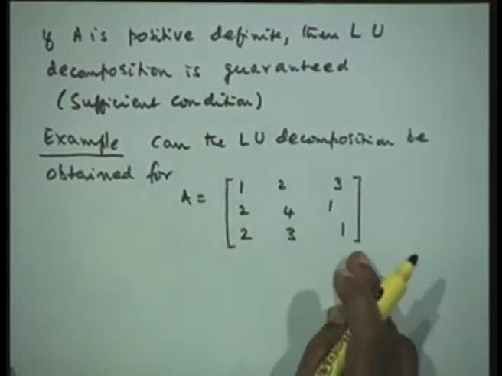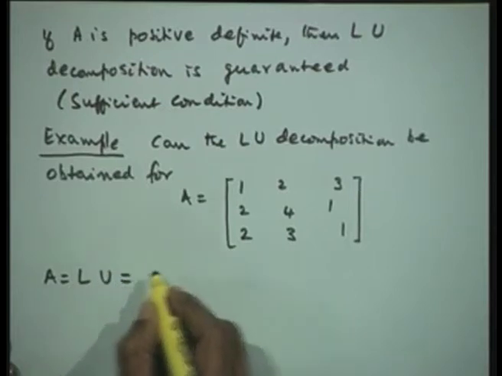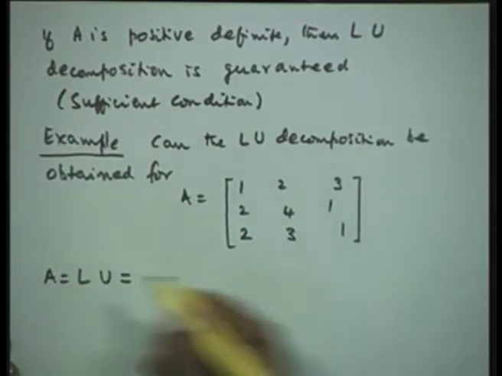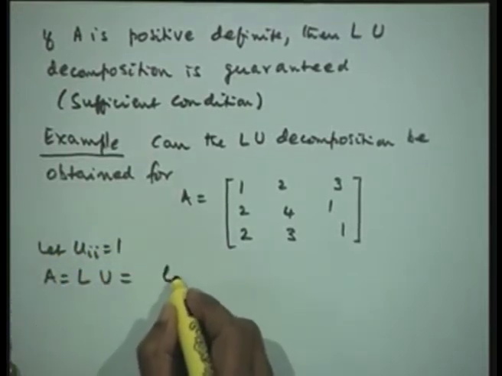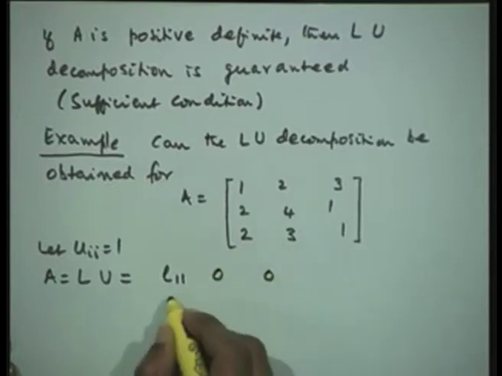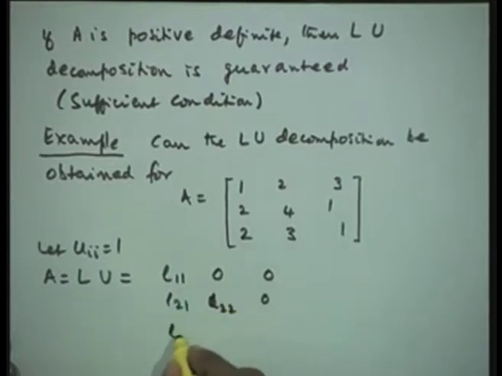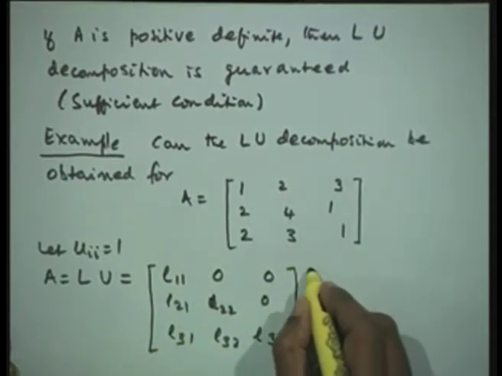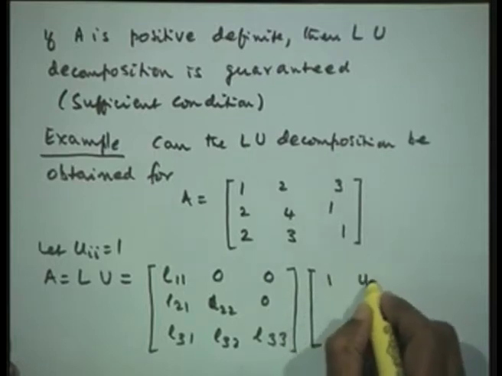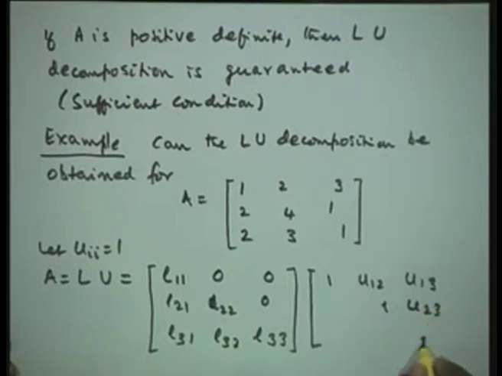Now, this is a 3 by 3 matrix. So, let us straight away write down A is equal to L into U, and again we will take Uii is equal to 1. So, I will have here L as L11, 0, 0, L21, L22, 0, L31, L32, L33, and U as 1, U12, U13, 0, 1, U23, 0, 0, 1.